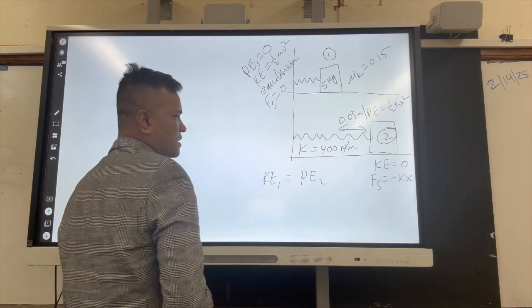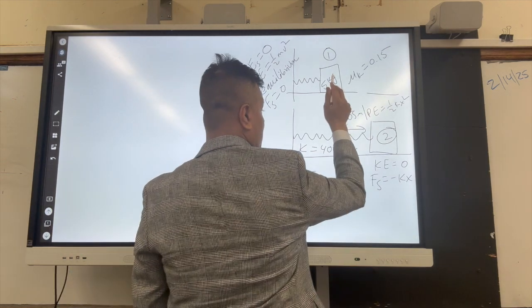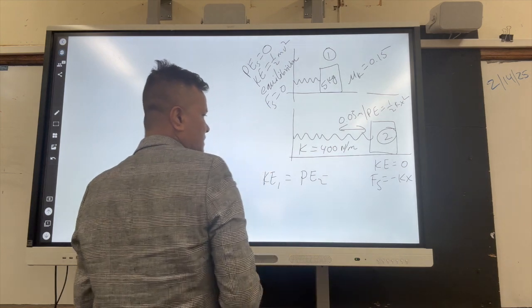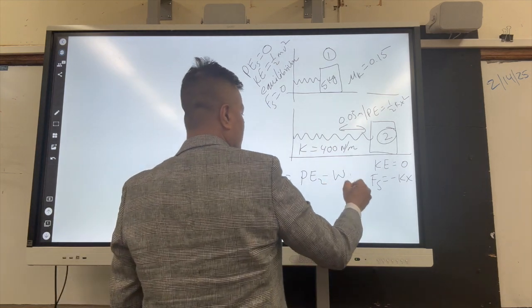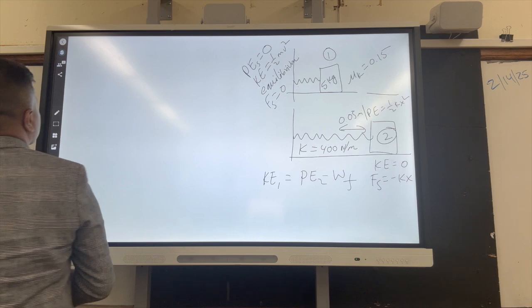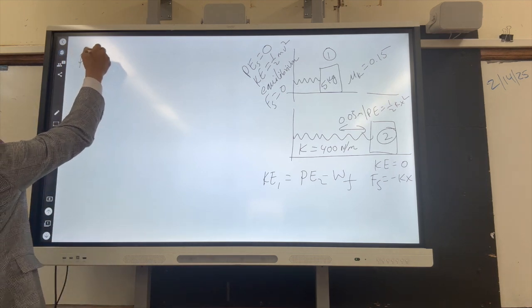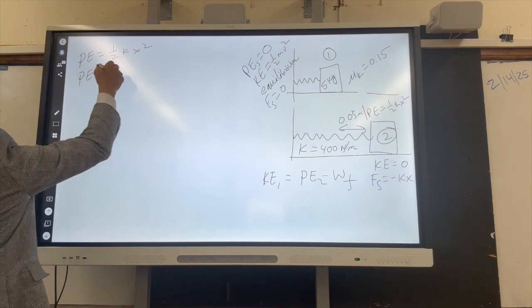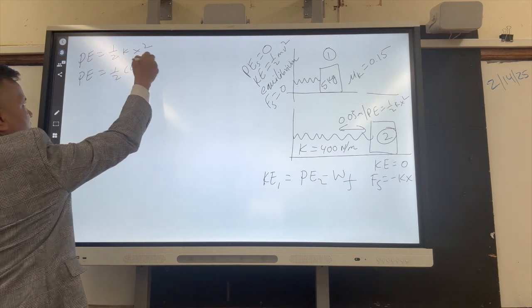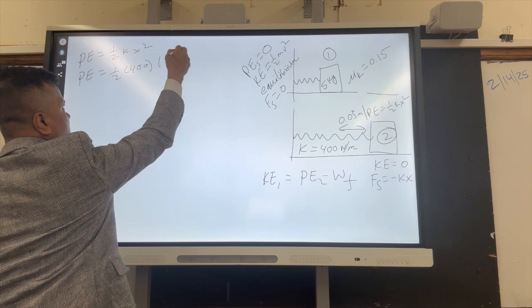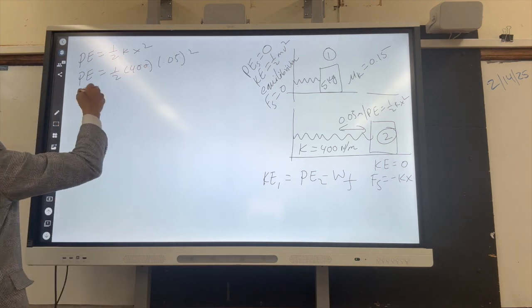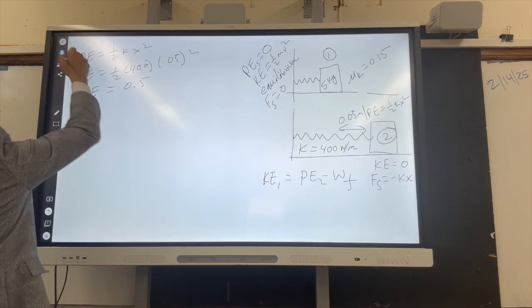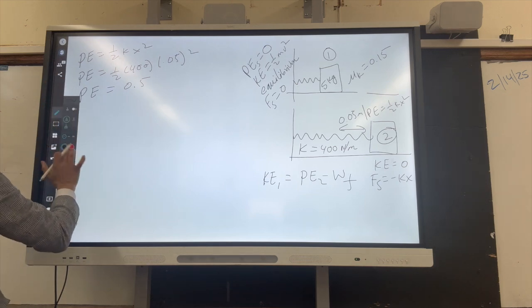Why is that? Because, of course, there is friction, so we have to subtract the friction. What is potential energy? Potential energy is half kx squared. So potential energy is half times 400 times 0.05 squared, which is 0.5. Now we want to find the kinetic energy.